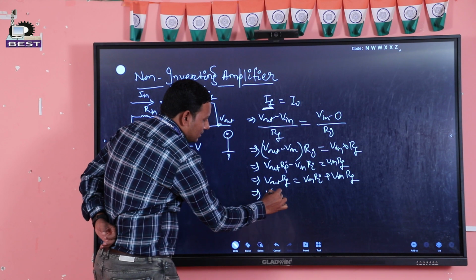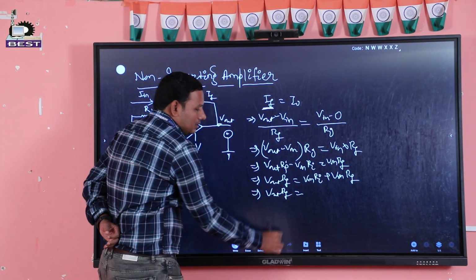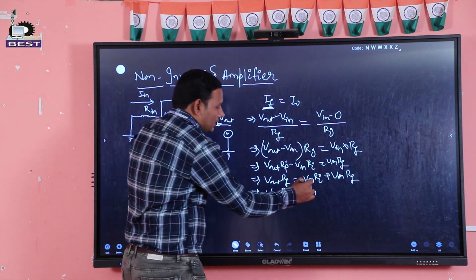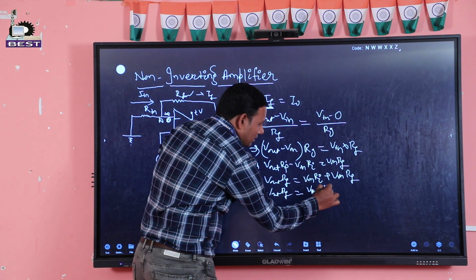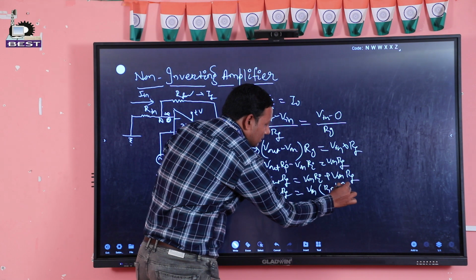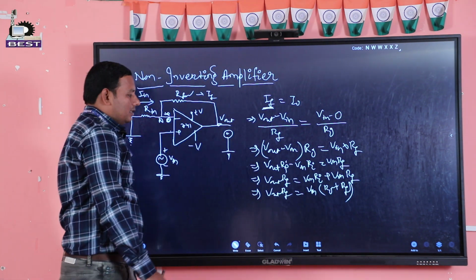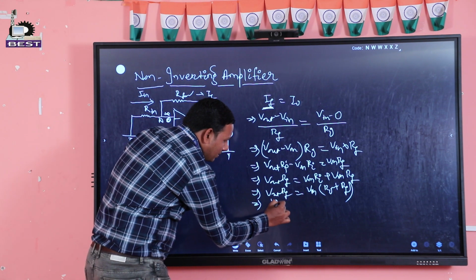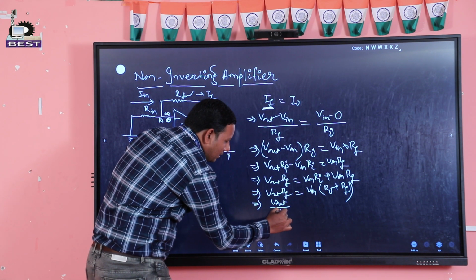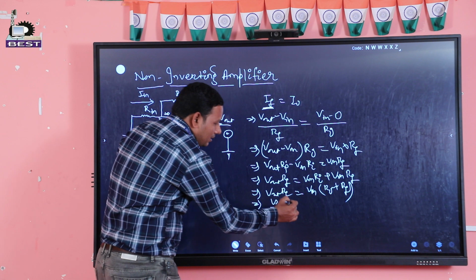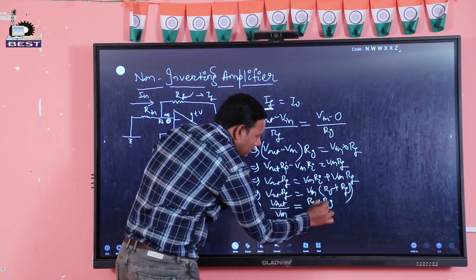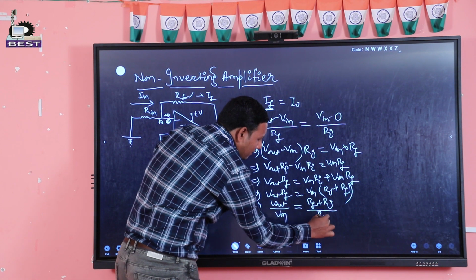Then V out Ri equals, we take V in as common, and here Ri plus RF will be there. Then we again simplify, that means V out by V in is equal to Ri plus RF, whole divided by Ri.